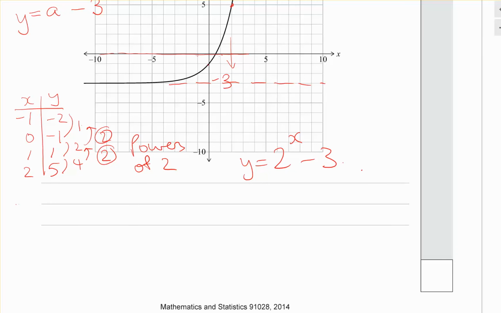Working this out for a couple of values, when x equals 1, we would get y equals 2 to the 1 is 2 minus 3 is minus 1. Minus 1. So it goes through the point 1 and minus 1, which is not quite right. Ours went through 0 and minus 1.